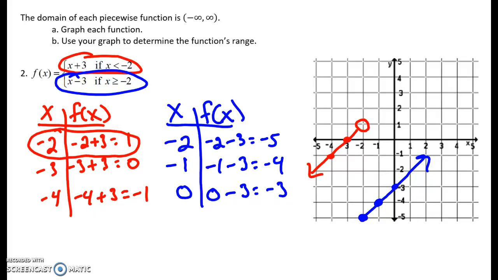Part B of the graph asks us to determine the function's range. If you recall, the range is all the possible y values. Since this graph continues forever in the negative direction and in the positive direction, our range is going to be negative infinity to infinity.